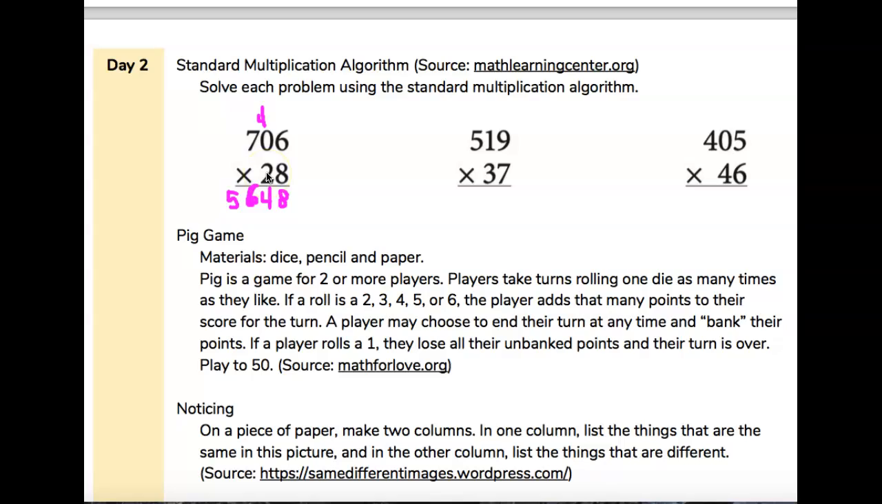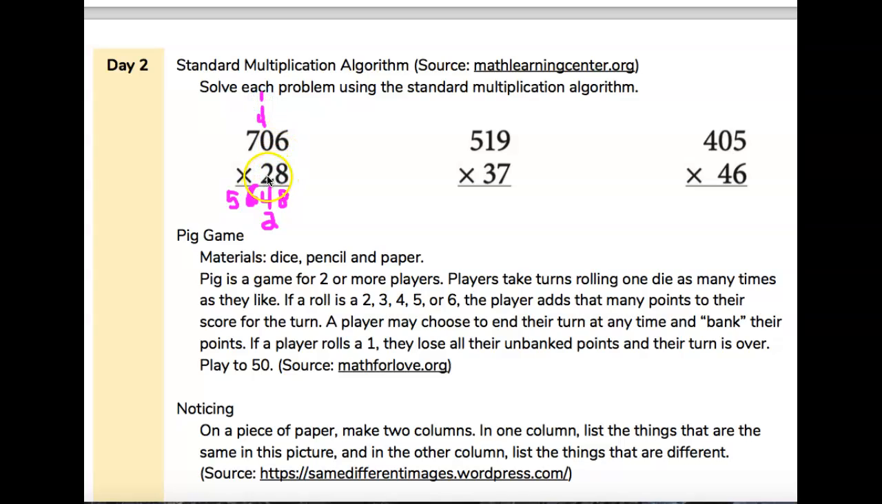We have to go over here to the 2 and do the same thing that we did with the 8. So 2 times 6 is 12. The important thing to remember is we're going to put it in this column where there's a 4 there, so we have to come down below the 4. 6 times 2 is 12. Put down the 2 and carry the 1.